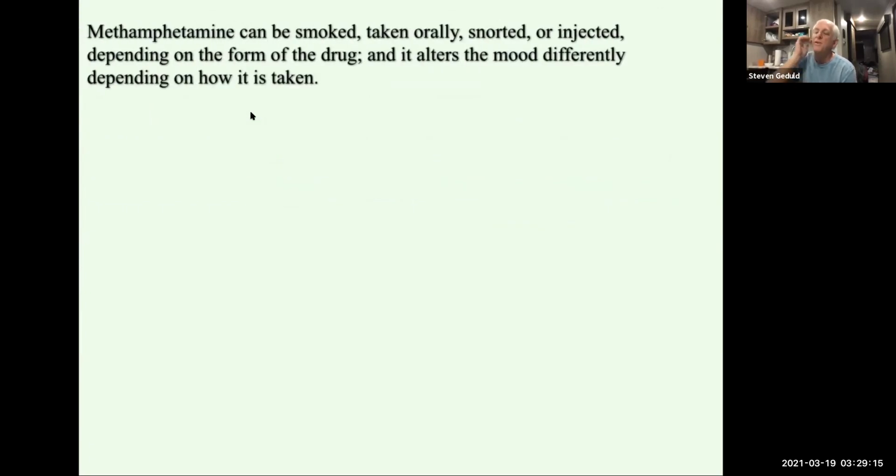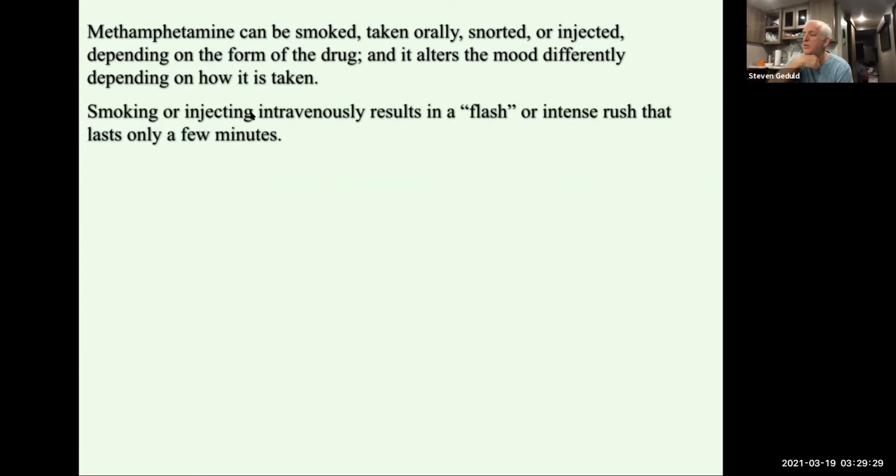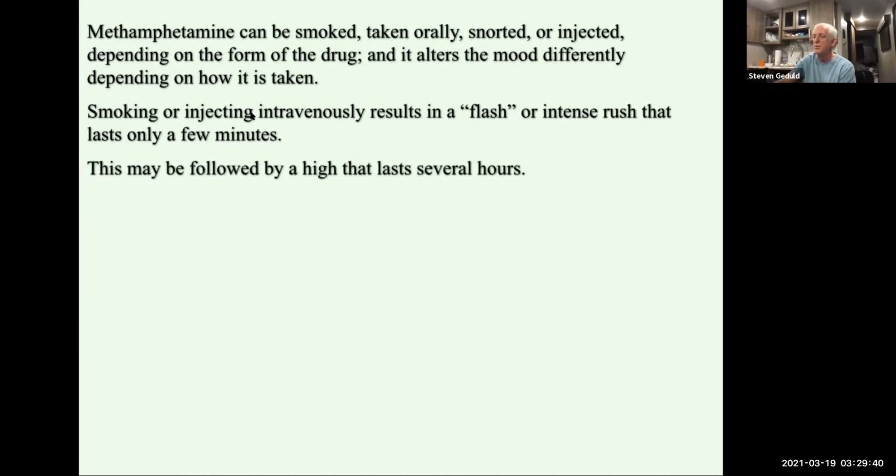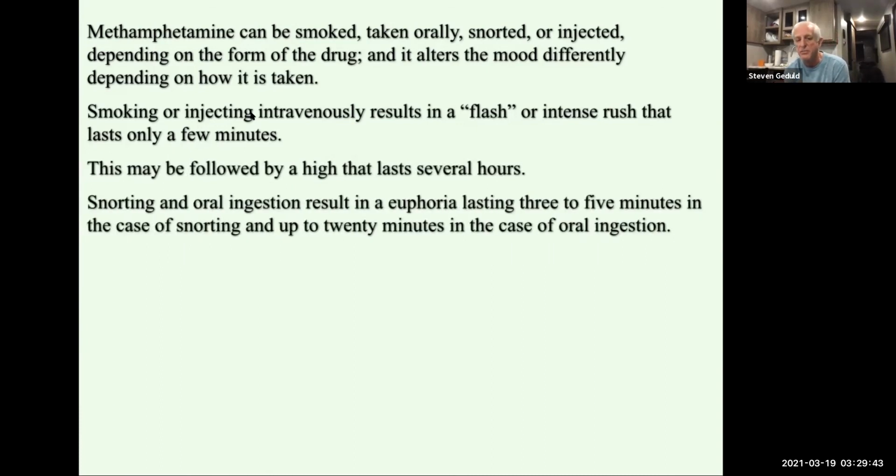Okay. Methamphetamine can be smoked, taken orally, snorted, or injected, depending on the form of the drug. It alters the mood differently depending upon how it is taken. Smoking or injecting intravenously results in what's called a flash, which is an intense rush that lasts only a few minutes. This may be followed by a high that lasts for several hours. Snorting and oral ingestion result in a euphoria that lasts 3 to 5 minutes in the case of snorting, up to 20 minutes in the case of oral ingestion. So different effects, different delivery routes.